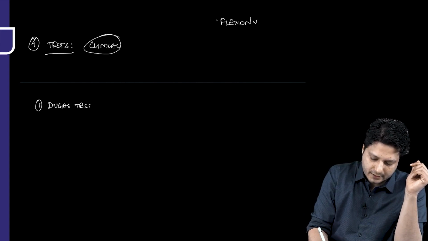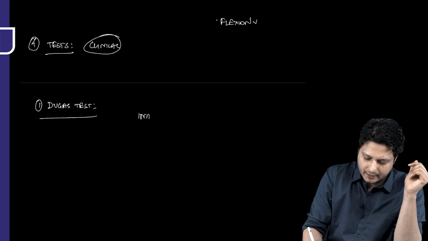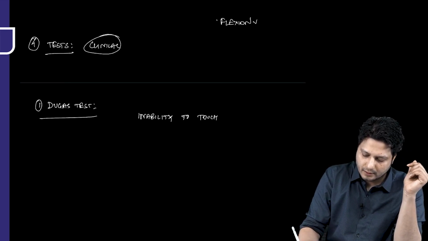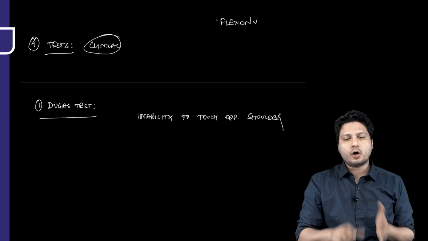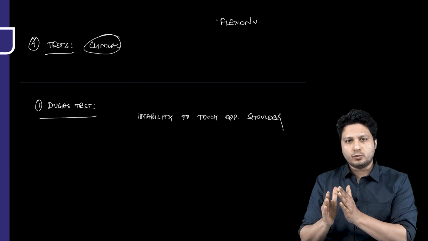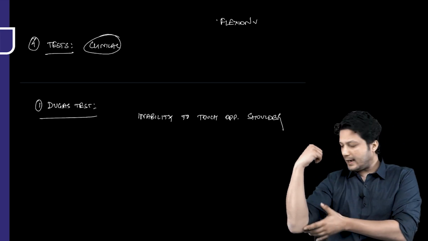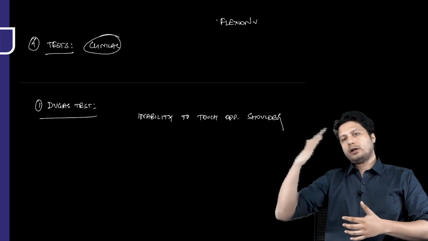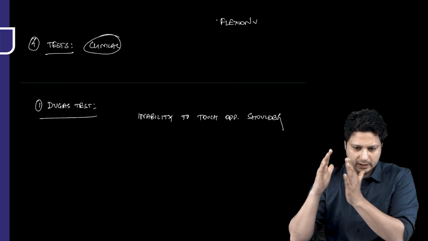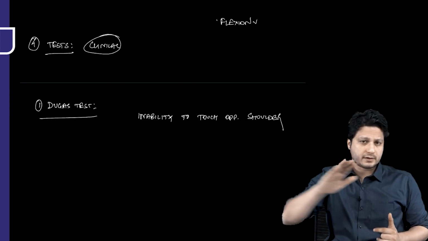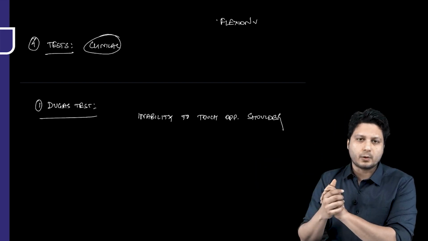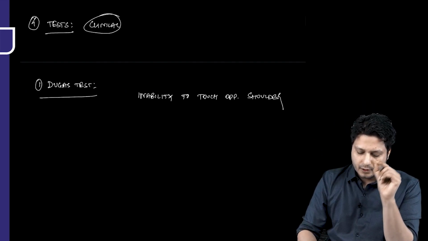Now, what is Dugas test? It is inability to touch the opposite shoulder. Alright, inability to touch the opposite shoulder. Now, imagine the patient is having an abducted and externally rotated arm, and he is not able to touch the opposite shoulder. Means if you ask a patient to touch the opposite shoulder, he won't be able to reach the opposite shoulder with the hand of the limb which is anteriorly dislocated. Alright. So, that is one, Dugas test.